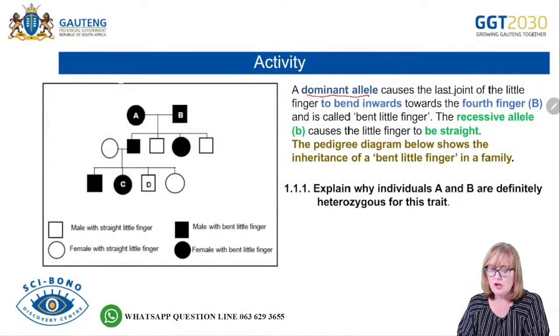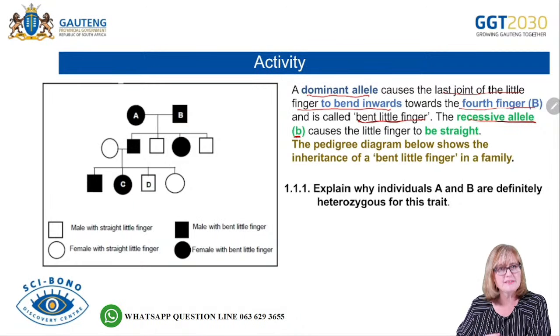Right, now we've got a next pedigree diagram, and they talk about a dominant allele that causes the last joint of a little finger to bend inwards towards the fourth finger, and they call it big B, a bent little finger. So some of you are walking around with bent little fingers. The recessive allele, small b, causes a little finger to be straight.